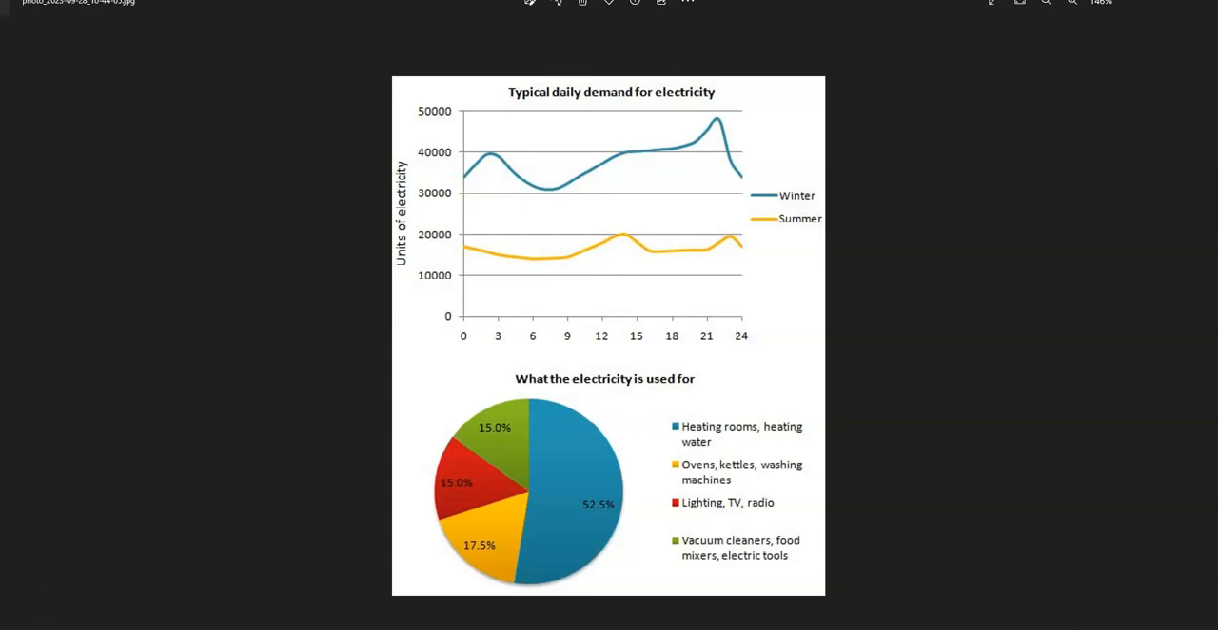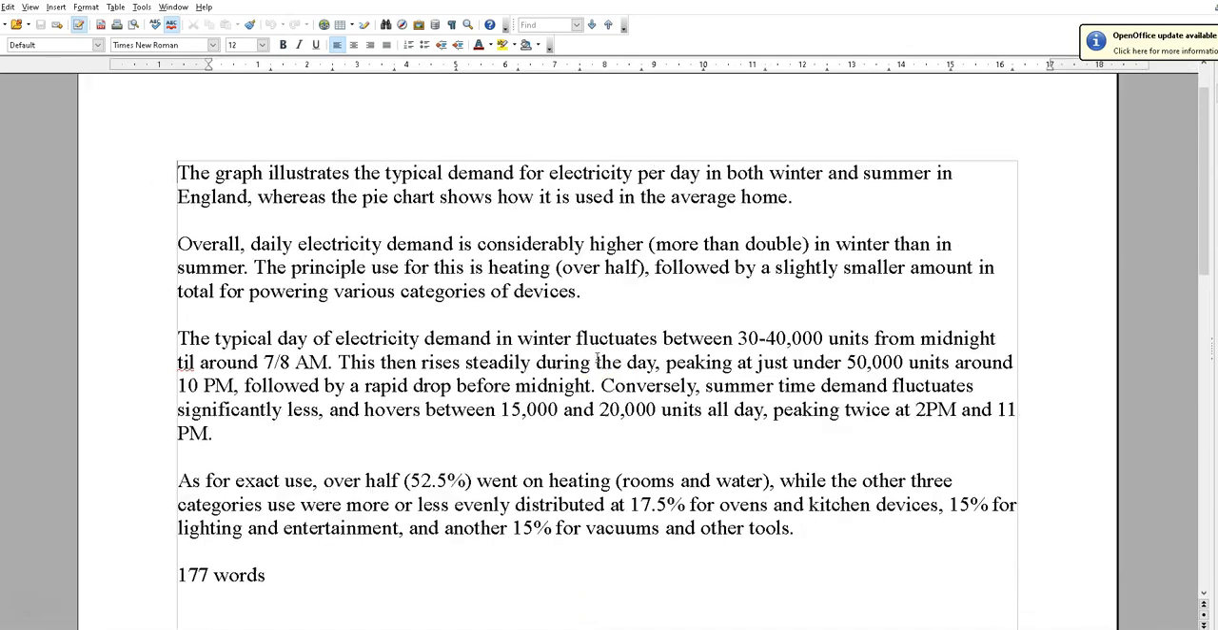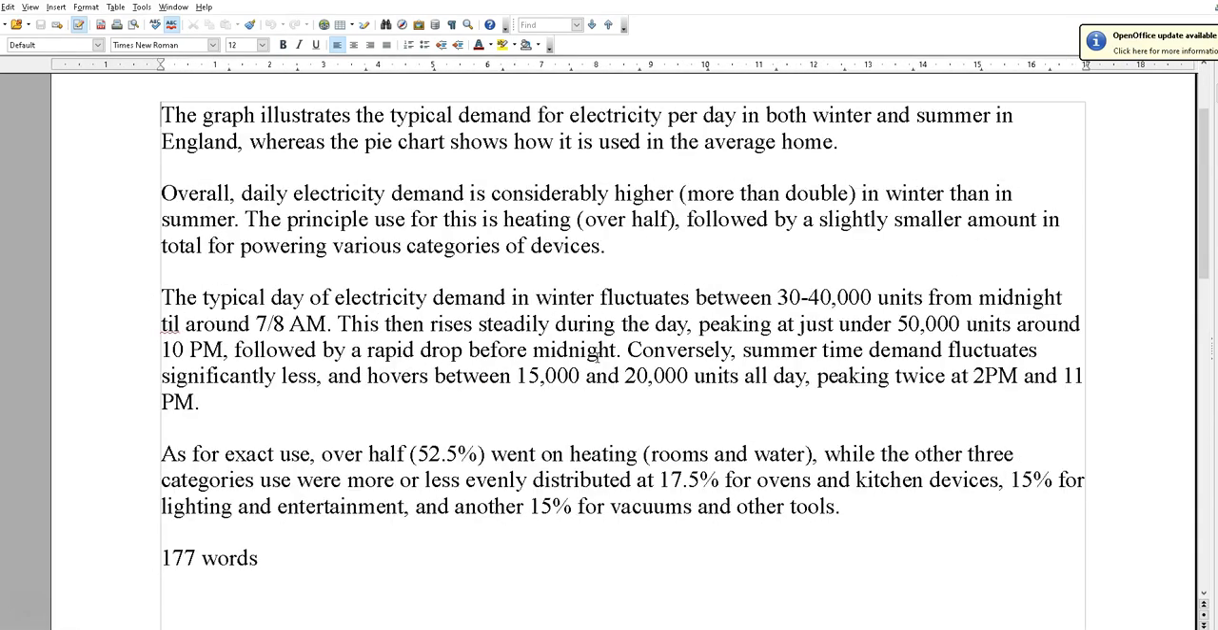So, you've got the daily demand, okay, winter and summer. Obviously, in winter the demand is considerably more than in summer. Then you've got what it's used for. Over half is for heating, and you've got 3 more or less equal categories for various electrical items. Okay, so in terms of structure, this one's mine, pretty straightforward. Make it a little bit larger for you. Okay. So this is only 177 words, and that includes all that data and information.